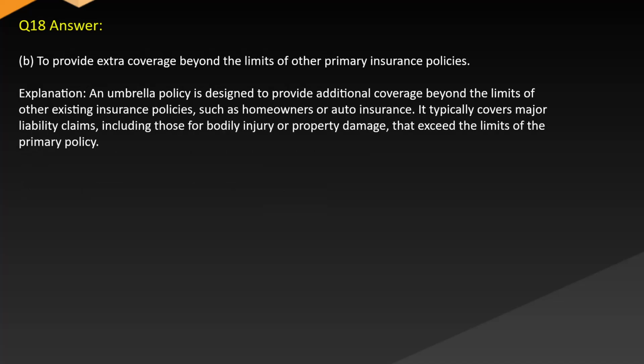Answer: B. To provide extra coverage beyond the limits of other primary insurance policies. Explanation: an umbrella policy is designed to provide additional coverage beyond the limits of other existing insurance policies, such as homeowners or auto insurance. It typically covers major liability claims, including those for bodily injury or property damage, that exceed the limits of the primary policy.